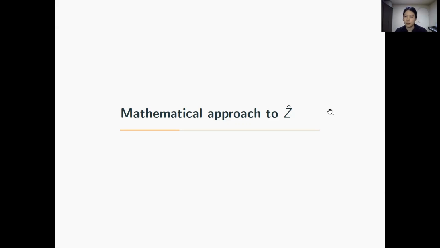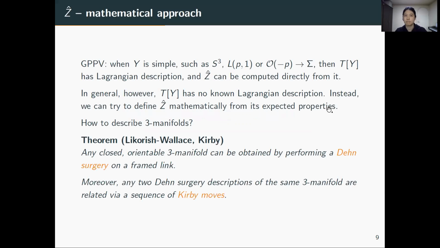In the second part, I'm going to discuss some mathematical approaches to Z hat. When the 3-manifold Y is simple, such as the 3-sphere, lens spaces, or some circle bundles over Riemann surfaces, then there's a known Lagrangian description of this T of Y. And using that, in their paper, Gukov, Putrov, and Vafa directly computed Z hat for those classes of 3-manifolds.